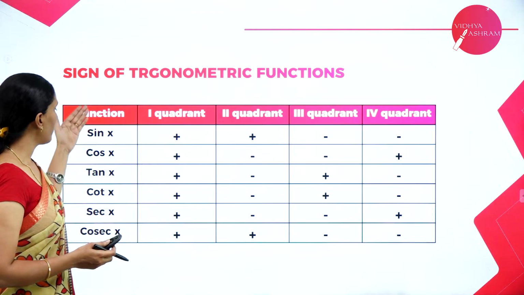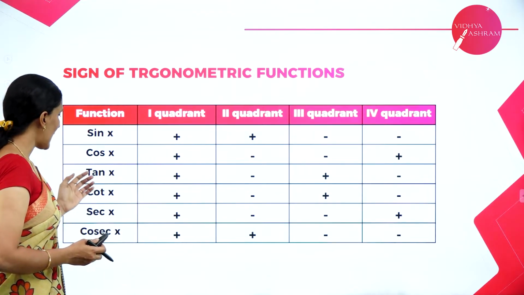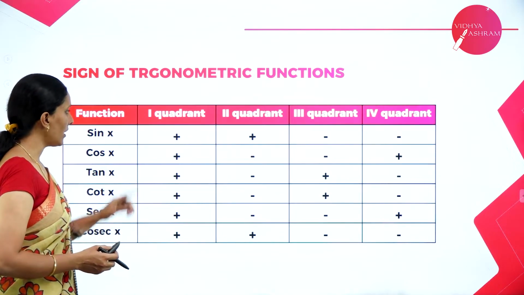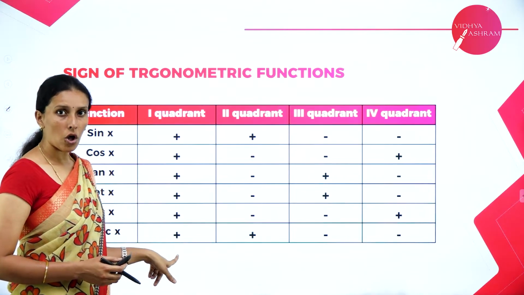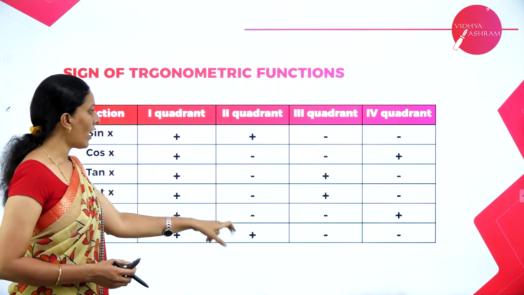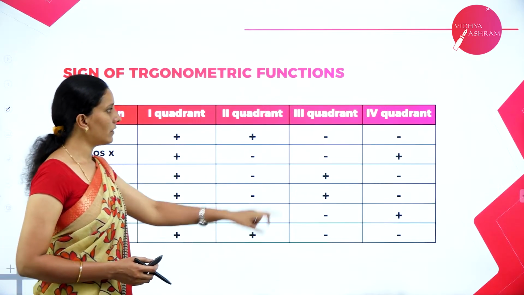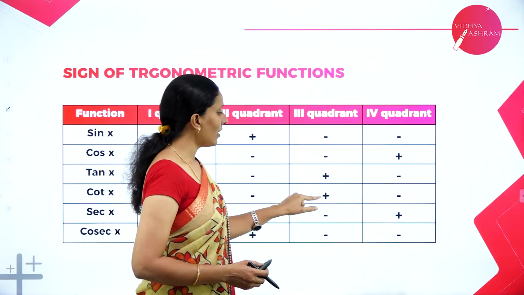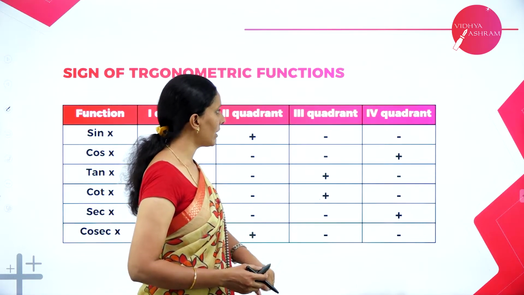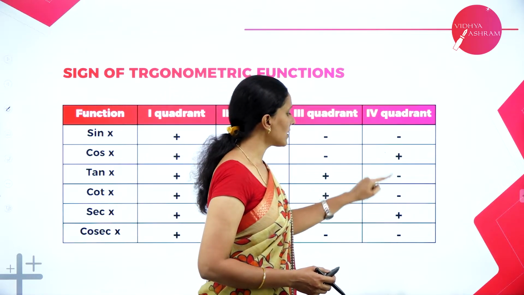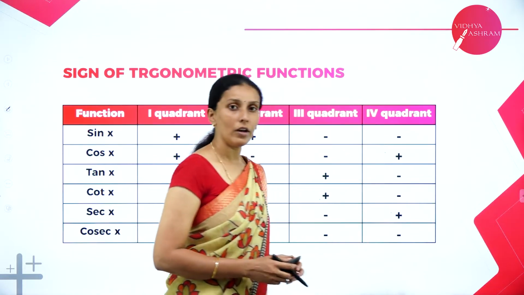The functions we have here are sin x, cos x, tan x, cot x, secant and cosecant. In the first quadrant, all are positive. In the second quadrant, sin and cosecant are positive, the rest are negative. In the third quadrant, tan and cot are positive, the rest are negative. In the fourth quadrant, cos and secant are positive, the rest are negative.